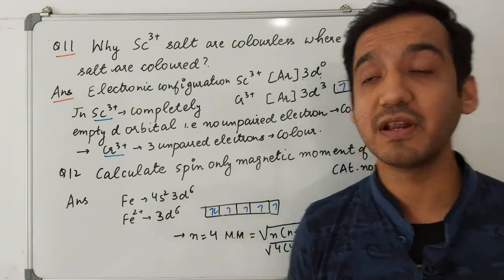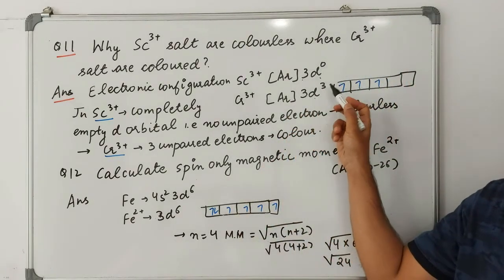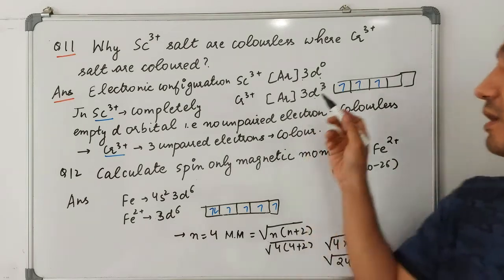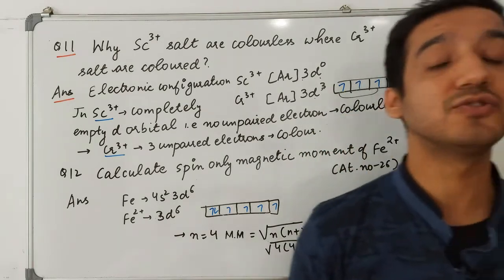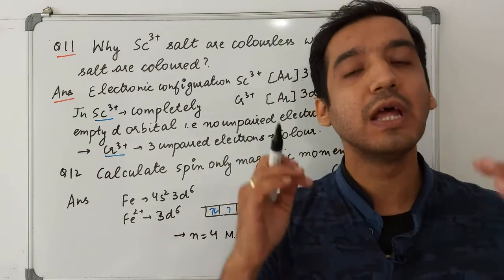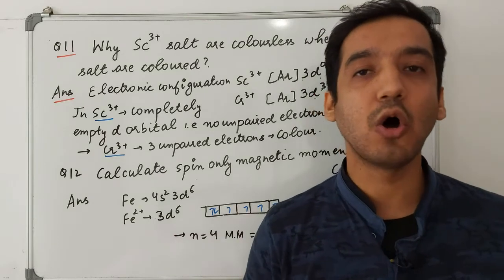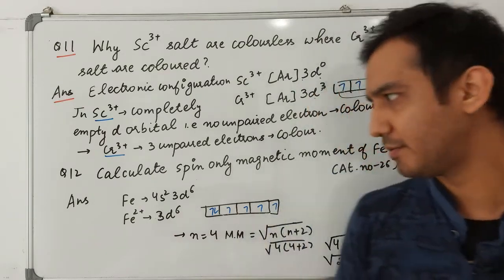Its electronic configuration is argon 3d3. So it has 3 unpaired electrons, and because of the presence of 3 unpaired electrons, it can show d-d transition, or these compounds can show color.